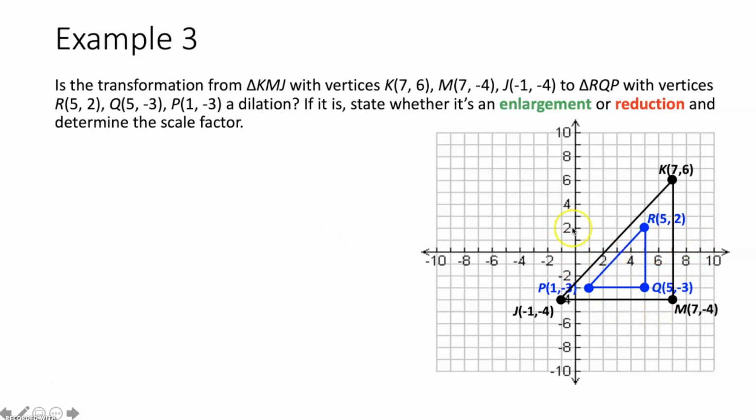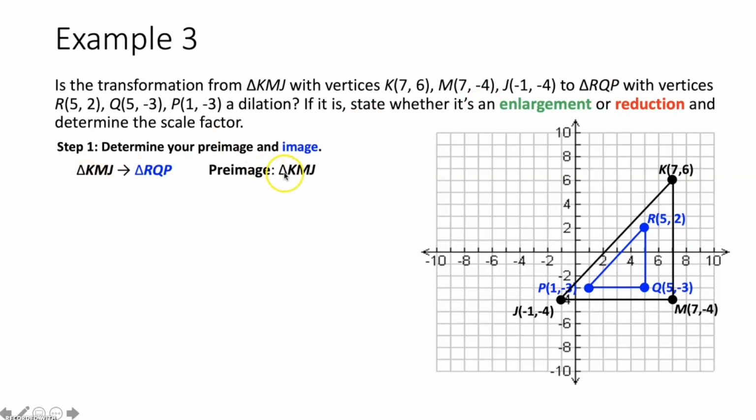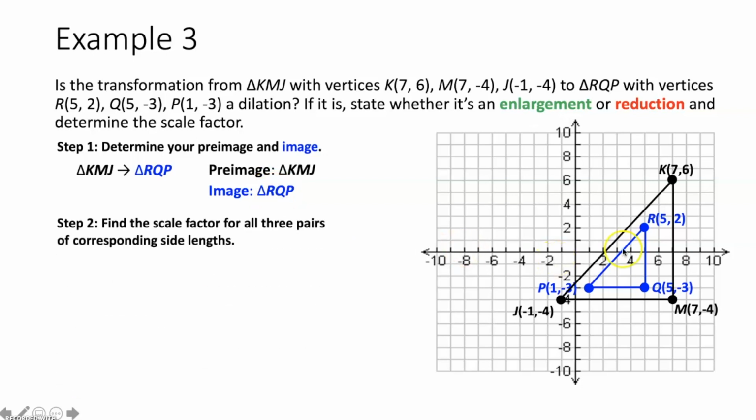If the scale factors of each of those pairs of corresponding side lengths are all equal to one another, that means all three pairs of side lengths are proportional, meaning that the two triangles would be similar to one another by the side-side-side similarity theorem again. So how do we do this? Well, again, we want to create scale factors between all three pairs of corresponding sides. So in order to find scale factors, we need to first determine which of these figures is our preimage and which is our image. Well, we are going from triangle KMJ to triangle RQP, meaning that triangle KMJ has to be our preimage, triangle RQP has to be our image. Next, we're going to determine the scale factors for all three pairs of corresponding side lengths and see if they come out equal to one another.